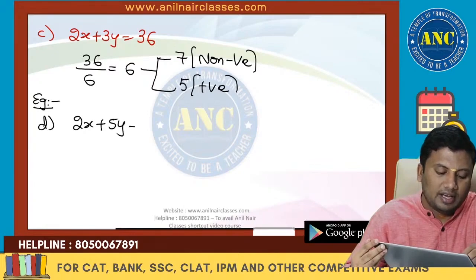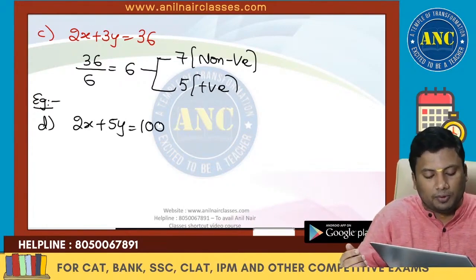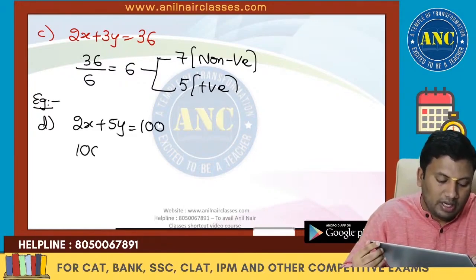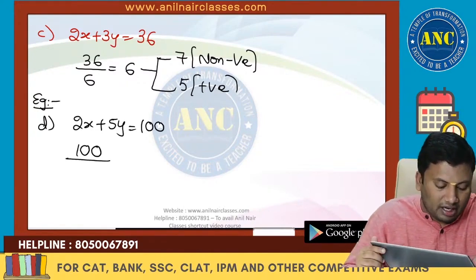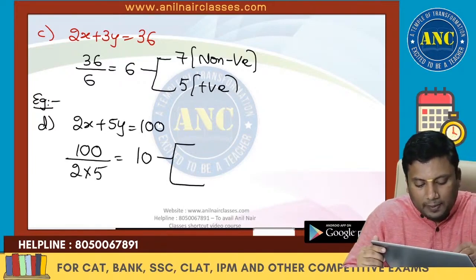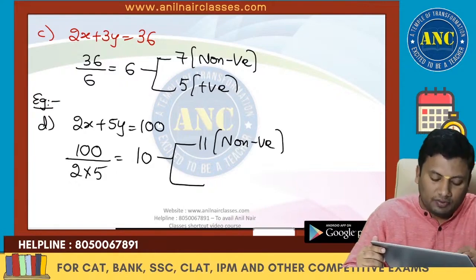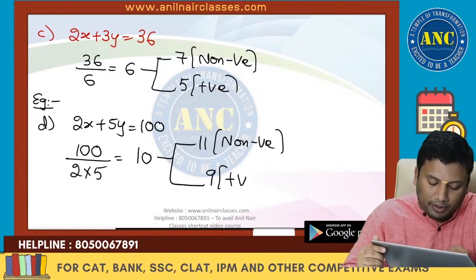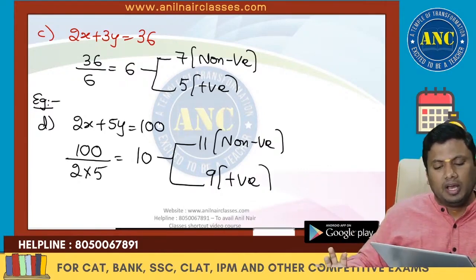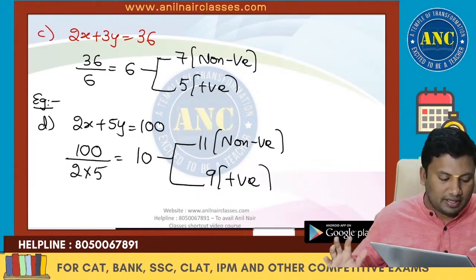2x plus 5y, another question, is 100. In how many ways can I give 100 rupees using 2 rupee and 5 rupee coins, non-negative and positive? 2 is a factor of 100, 5 is a factor of 100, 100 by 2 into 5 is nothing but 10. 10 gaps are there. Non-negative will be 11, with x value 0 and y value 0 included, and 9 will be positive. Very, very easy. If the coefficients of x and y both are factors of the right hand side and there is a plus sign.